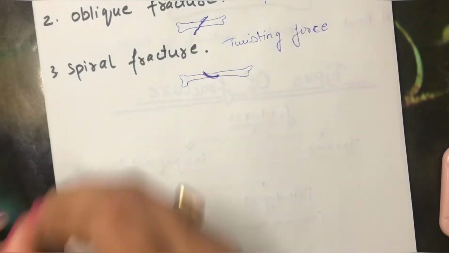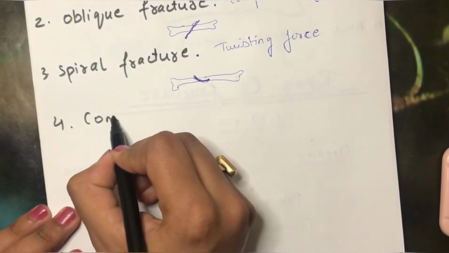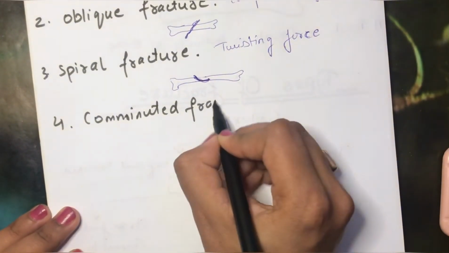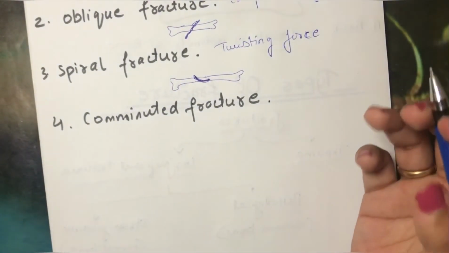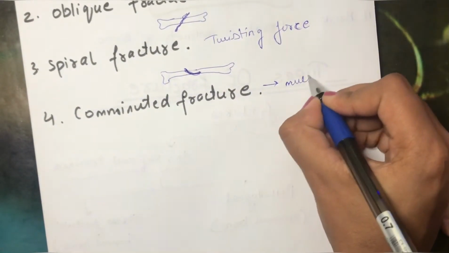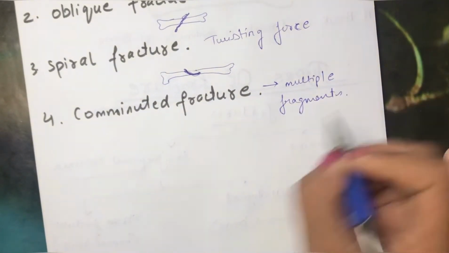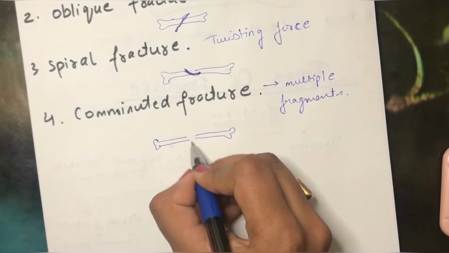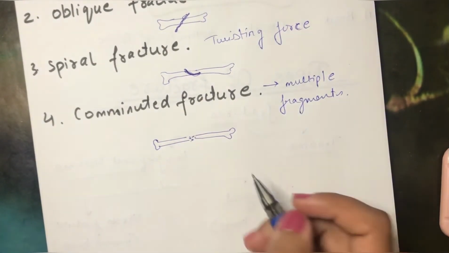Next, the fourth fracture we have is the comminuted fracture. A comminuted fracture is also caused by a direct trauma, but here we can find multiple fragments. For example, this bone is a complete bone, but the fracture has caused multiple fragments of the bone. So this is a comminuted fracture.